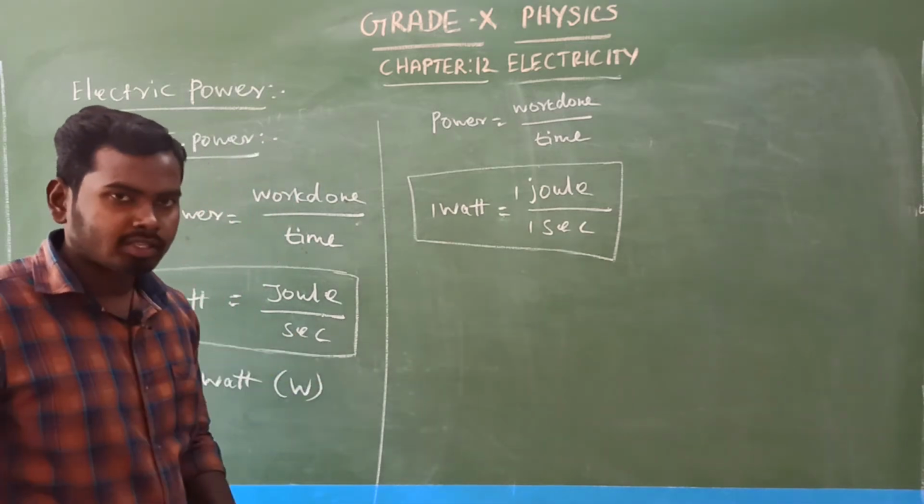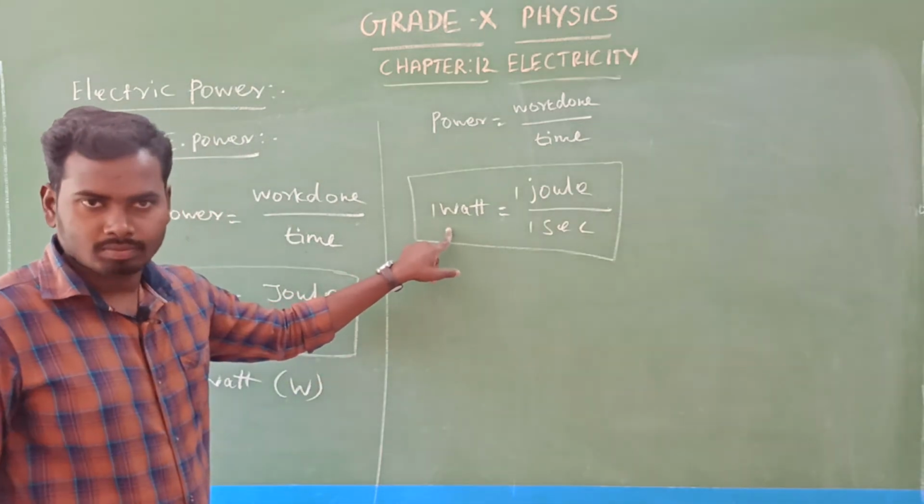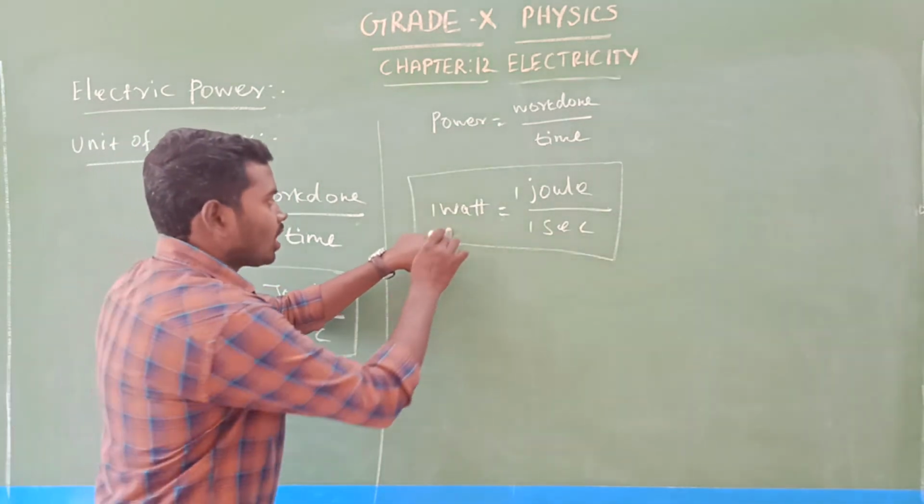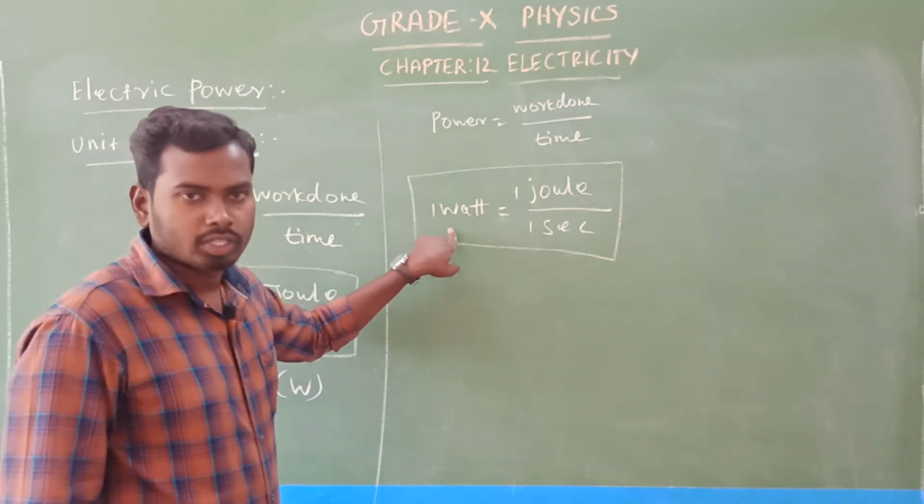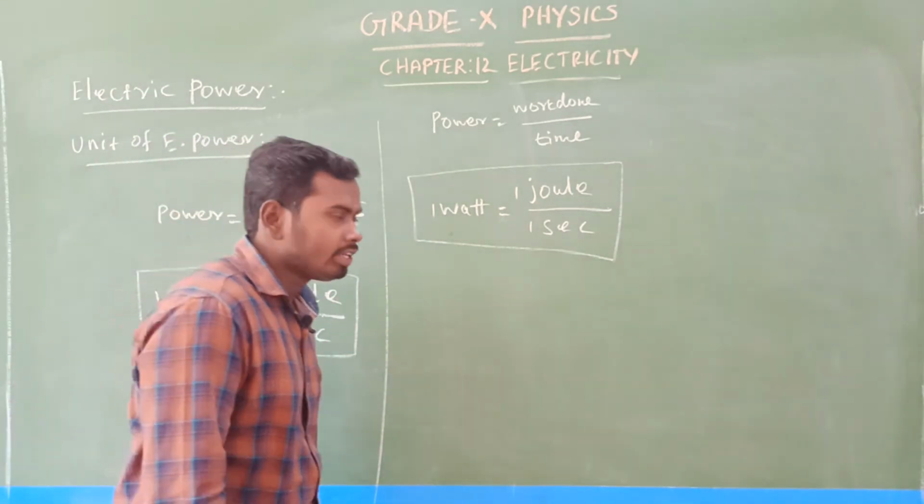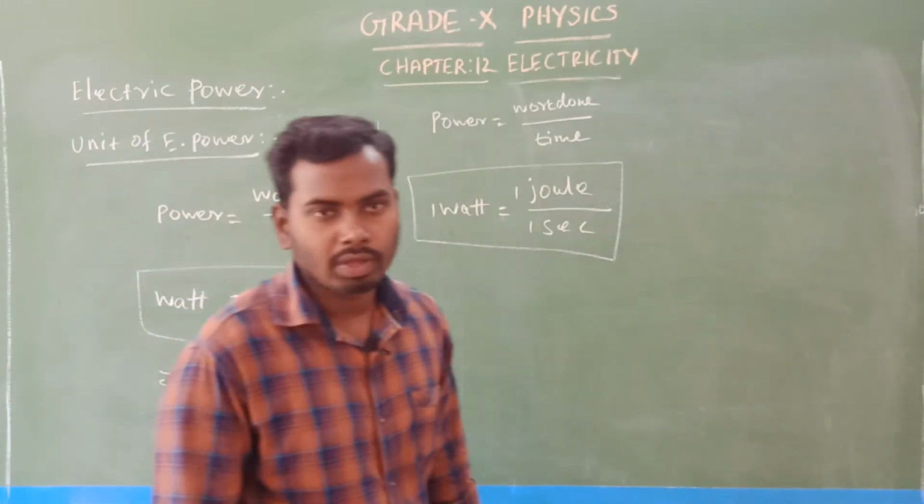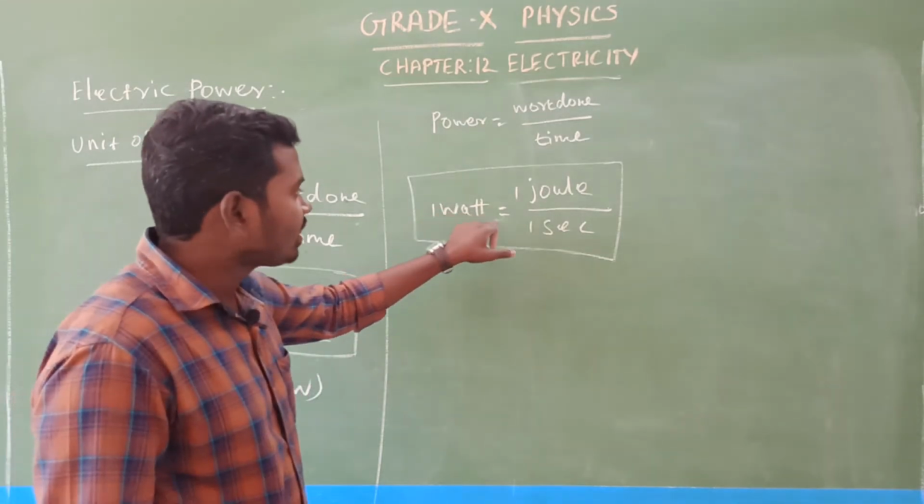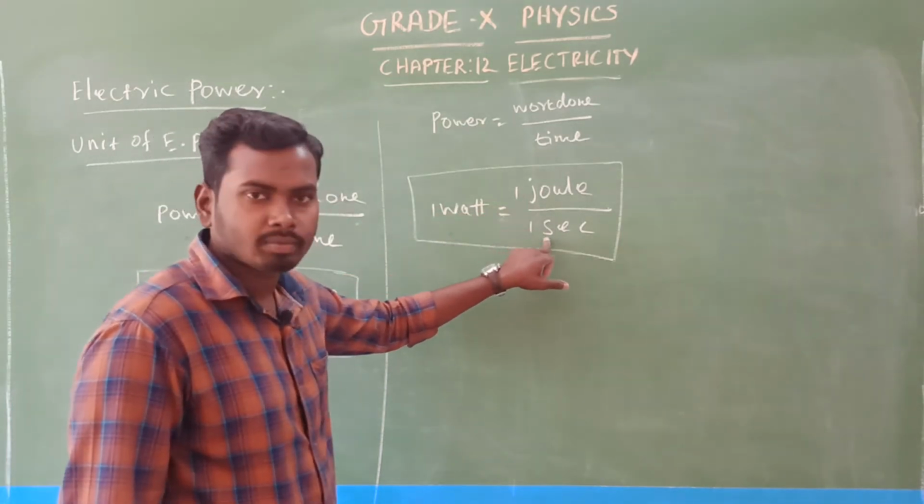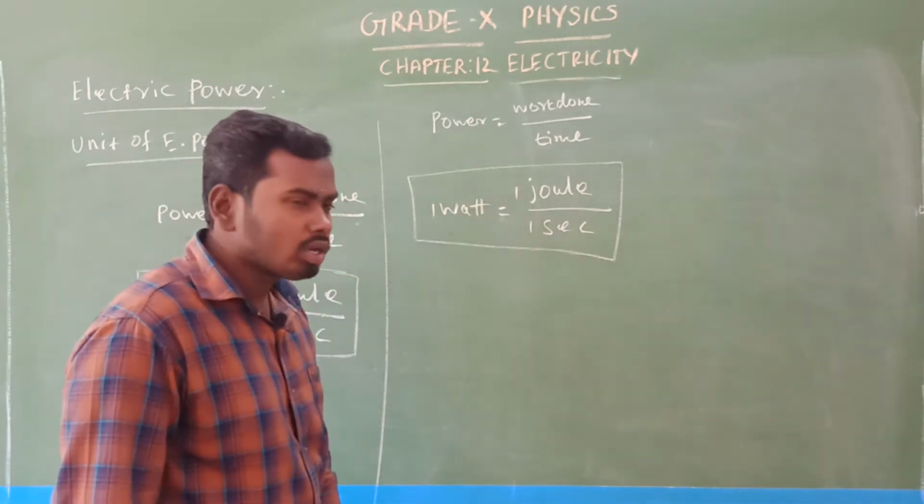So the next question arising here: what is 1 watt, sir? That is a very important 3-mark question. Define 1 watt. That is a very big question. Look here. 1 watt is equal to 1 joule divided by 1 second.